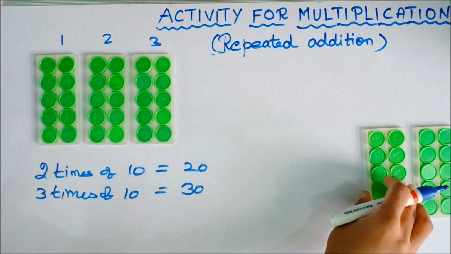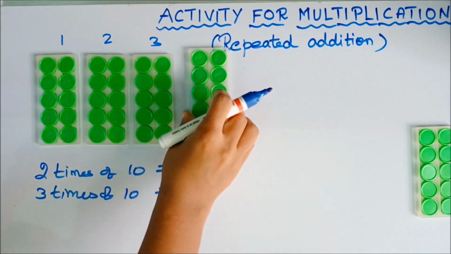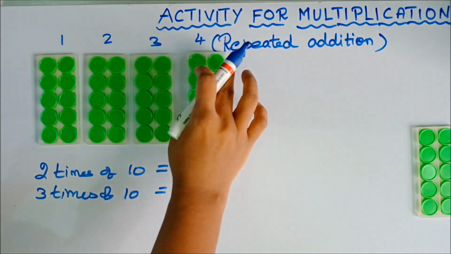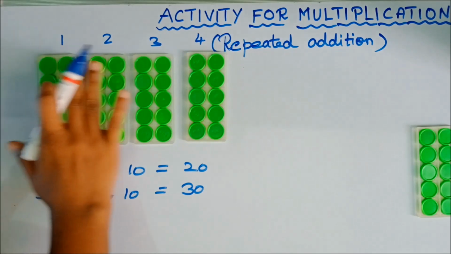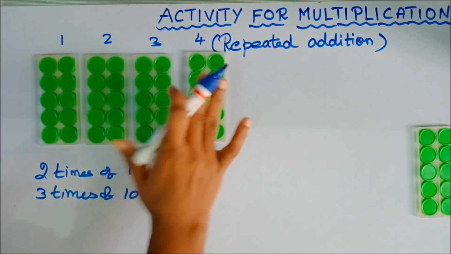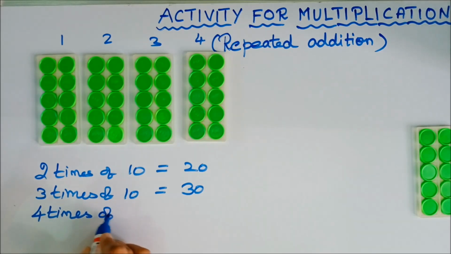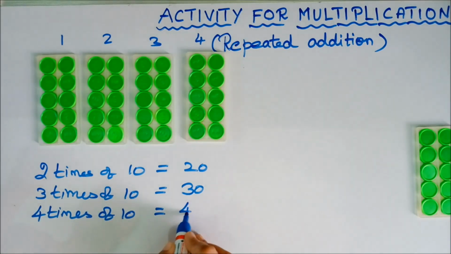Okay, now I am going to add one more set. Okay, this is the 4th set. In this set also we have 10 coins. So in total we have 10, 20, 30, 40. So if you add 10 4 times, you get the answer 40.